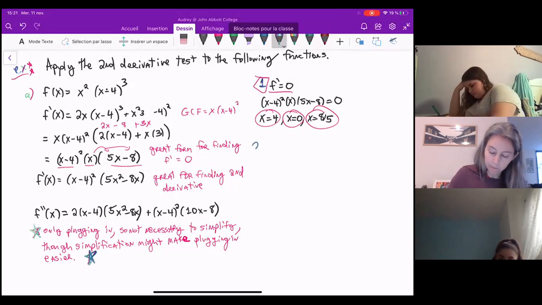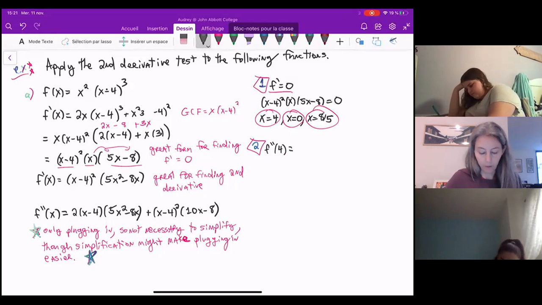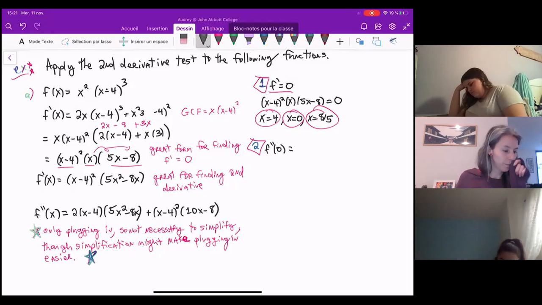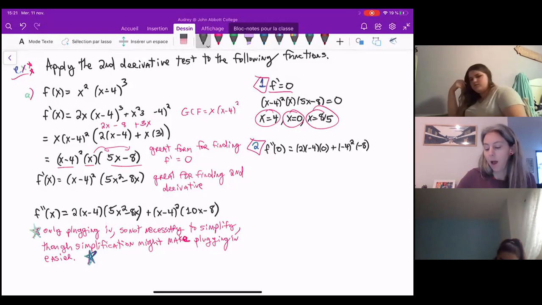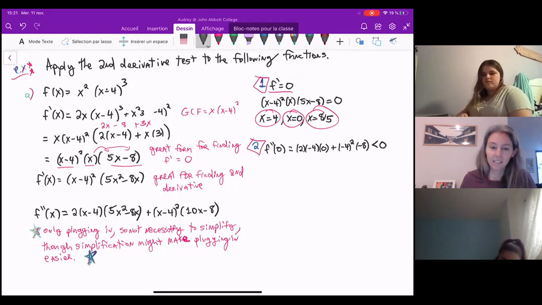And then I move on to my second step, where I plug all of these in to the second derivative. Oh, I should start with 0. I'm going to start with the smallest one. So I'm going to do f double prime of 0. And I get 2 times negative 4 times 0 plus negative 4 squared times negative 8. And that gives me a value that is less than 0.